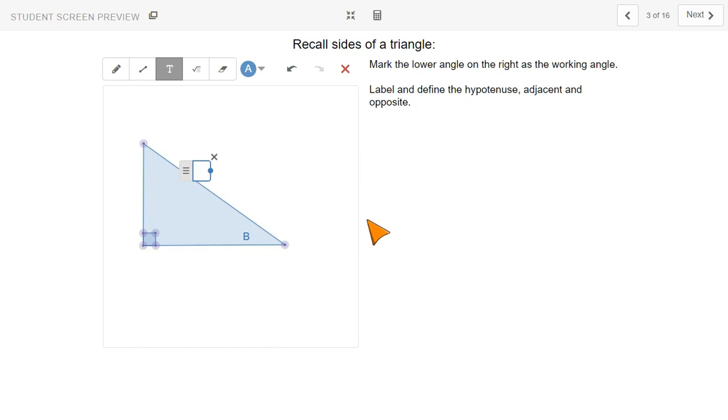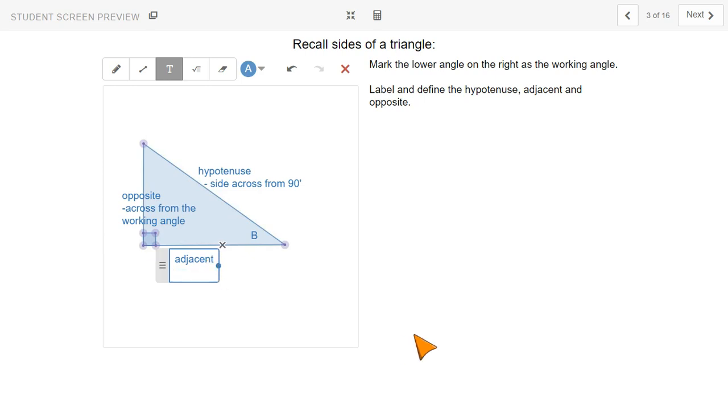Across from the 90 degrees, we always have our hypotenuse. This is the side across from the 90 degrees. We have angle B here, the working angle, and across from angle B is the opposite. Then we have the remaining side, which is the adjacent. And the adjacent is the side that's between the working angle and the 90 degrees.